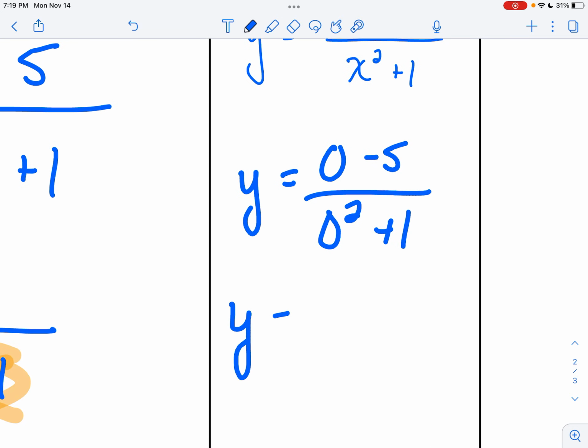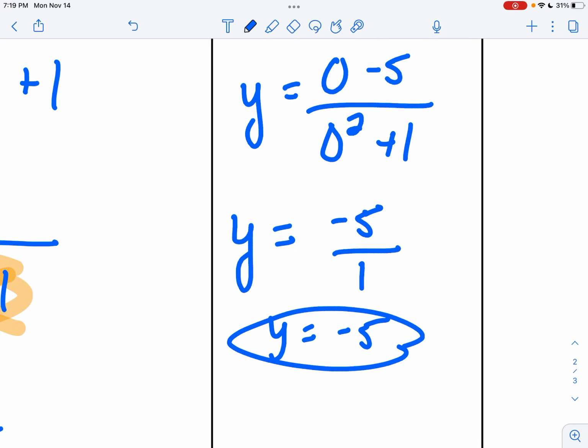And what do you end up getting? All right, so negative 5 on top and 1 on the bottom. So it makes negative 5. Okay, let's take a look at Desmos and see how we did, shall we?